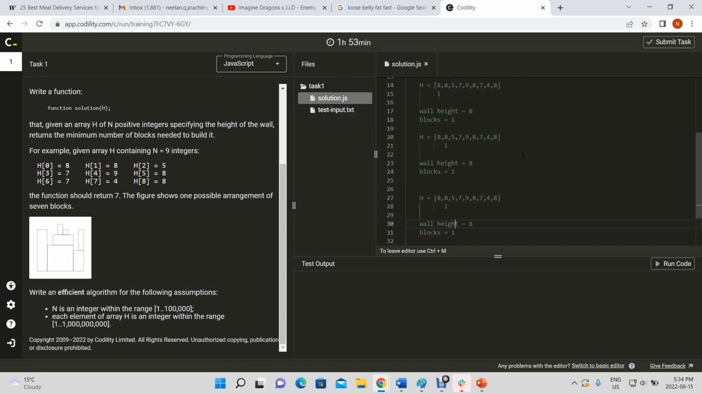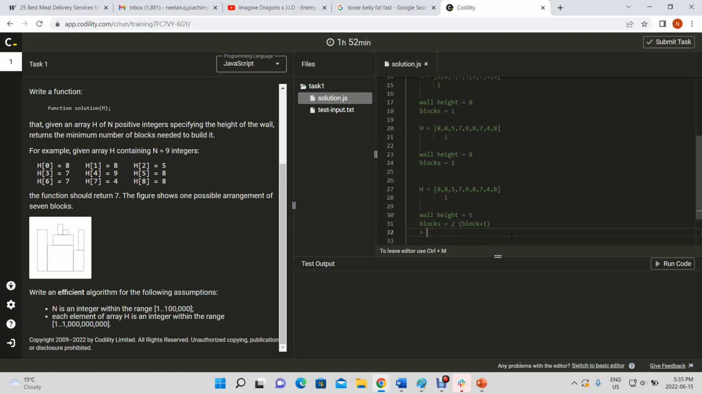We go here and something happens. Suddenly we have a smaller block, so wall height becomes 5, and then our blocks, we're on the second block, so we can increment block. But if you notice, the height doesn't always correspond to the number of blocks or the height of the block. So we need a parameter.